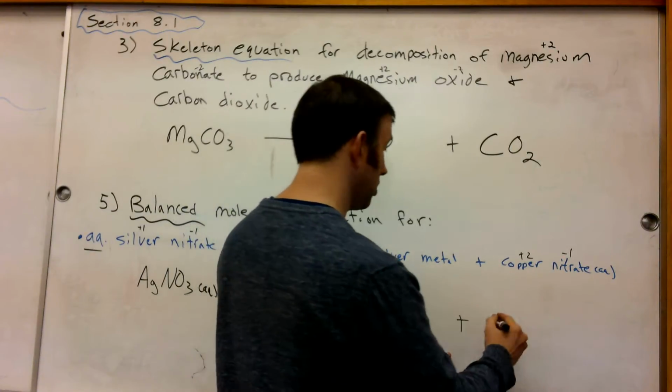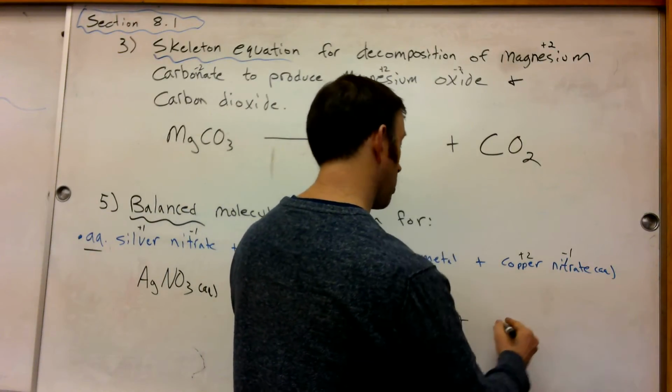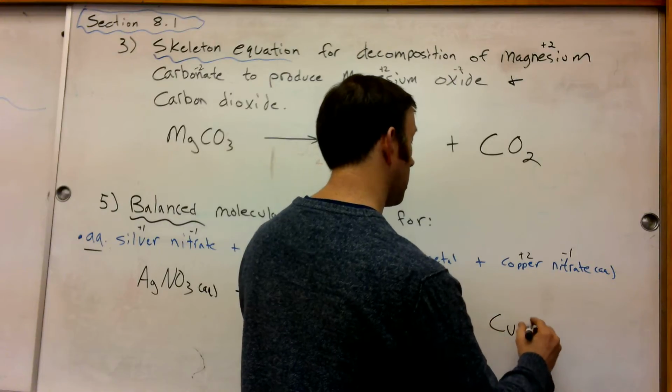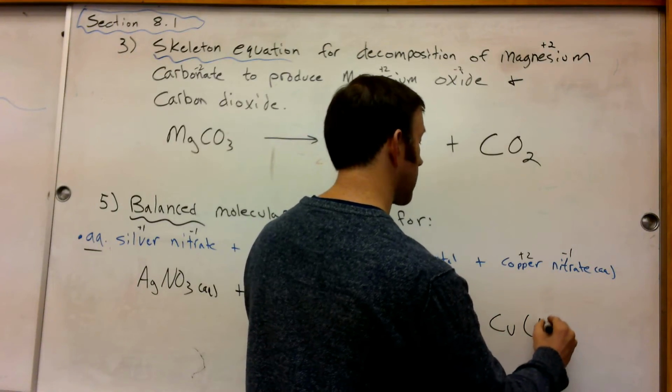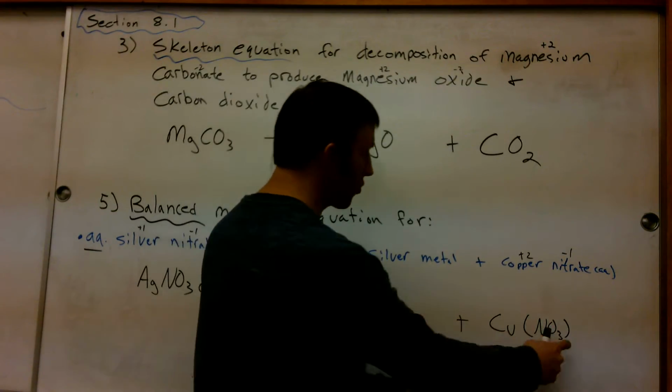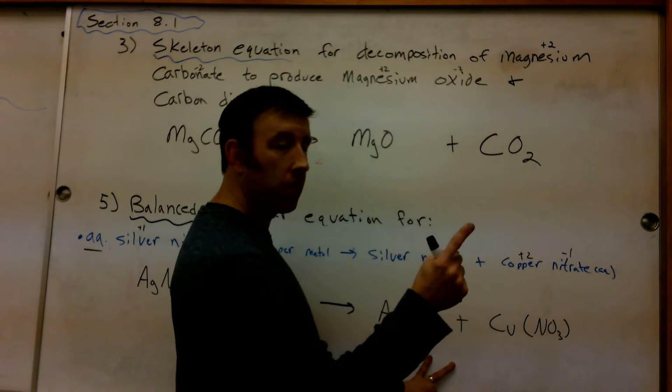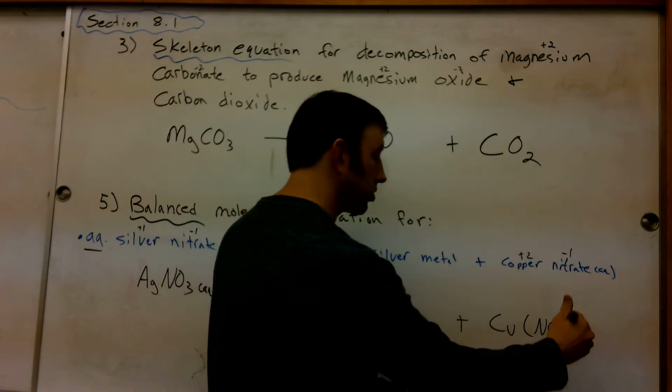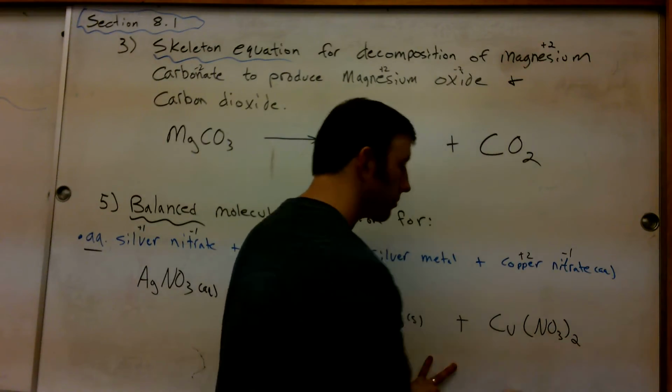Copper is a +2, nitrate's a 1, so it's going to be 1 copper and 2 nitrates. And because nitrate is a polyatomic ion, that 3, remember, is just part of nitrate and we don't worry about it. But that 2 is important to us. We're going to have to put a 2 there.